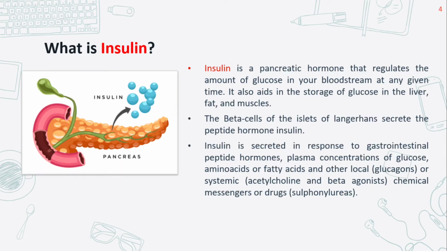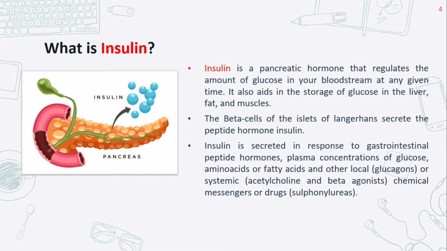Now, let us define what is insulin. Insulin is a hormone produced by the pancreas that regulates the amount of glucose in the bloodstream. The pancreas produces the insulin to provide energy for the body. The excess glucose is also stored to be able to use the energy for future use.